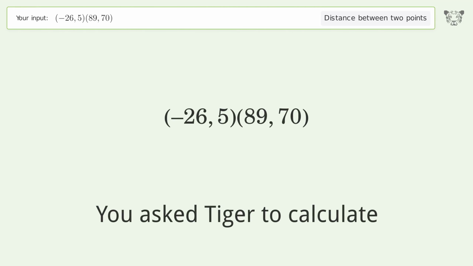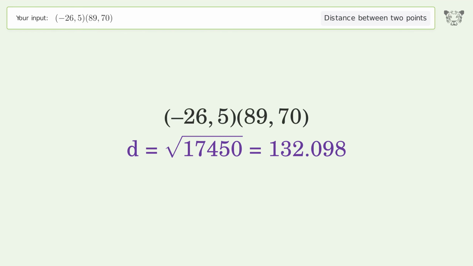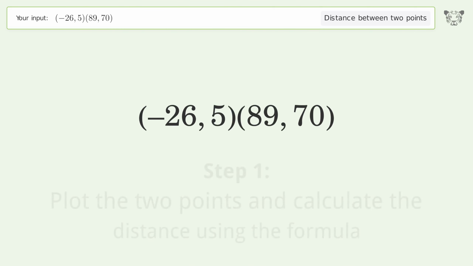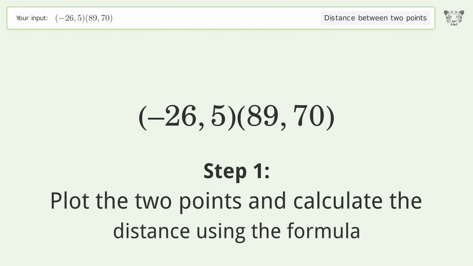You ask Tiger to calculate. This deals with the distance between 2 points. The distance between the 2 points is the square root of 17,450, or 132.098. Let's solve it step by step. Plot the 2 points and calculate the distance using the formula.